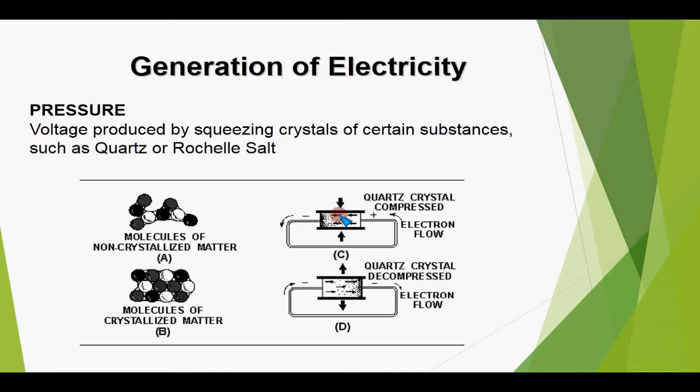The pressure is also the source of electricity, and this is also called the piezoelectric effect. The voltage produced by squeezing crystals of certain substances such as quartz or Rochelle salts, we can produce the electricity. In the example you can see that the crystal is compressed and decompressed to produce the electrons and cause them to flow, and it will ultimately be the production of the electricity. In practical examples, the piezoelectric effect has many important uses in our daily life.